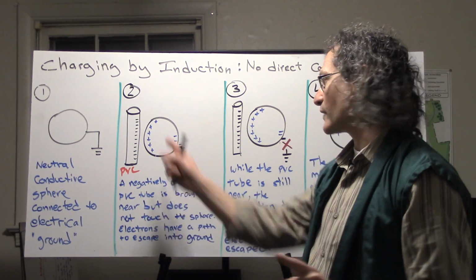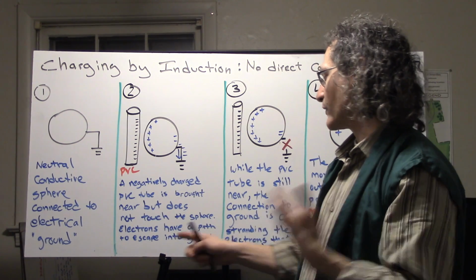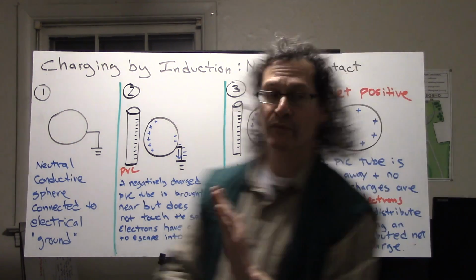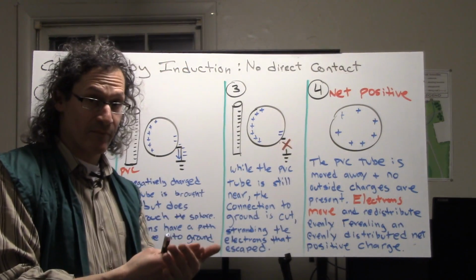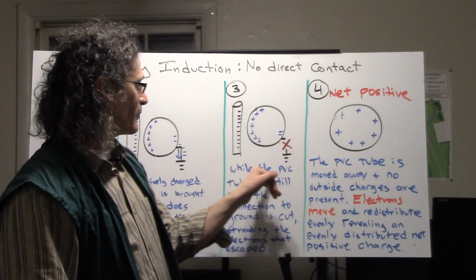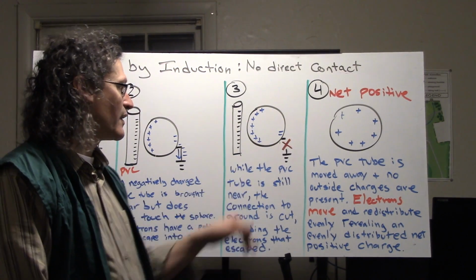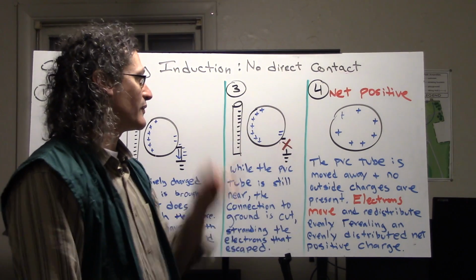Be very clear about it. It's not touching. But now the electrons have a path to escape into ground. Now, the ground is cut. Zap. So the PVC tube is still near, though. That's kind of key, that this is cut while the PVC tube is still near.